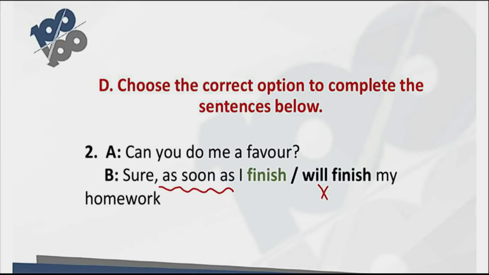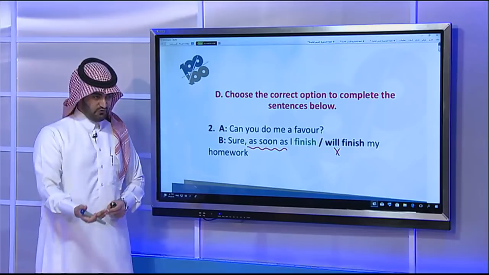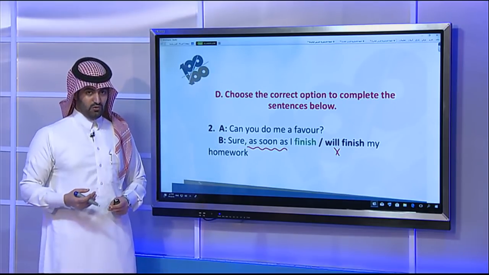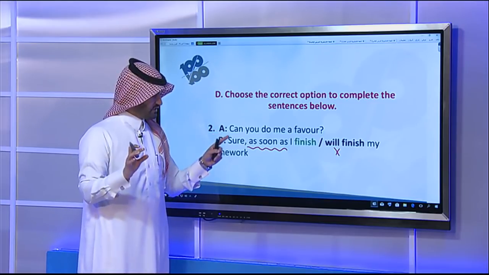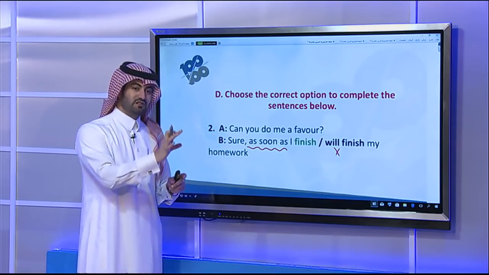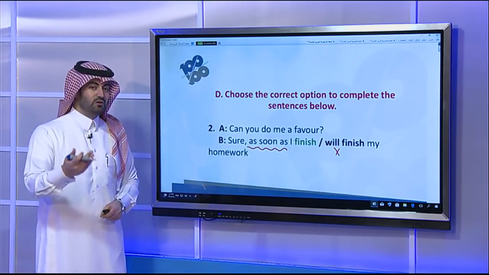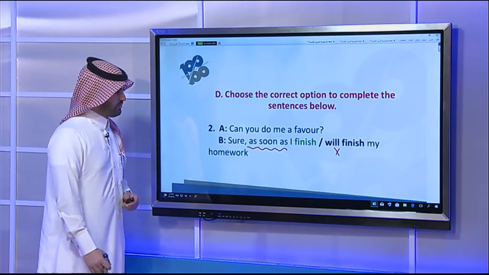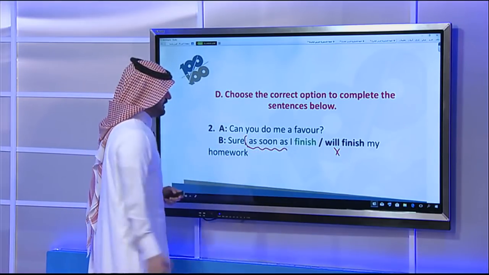In the time clause, as soon as. So the complete sentence is like that: as soon as I finish, I will do you a favor. I will help you with your homework, okay? So in future tenses, the time clause should be in the present simple. The verb should be in the present simple. Here it is finish. And the main clause has will. Here, this is the time clause, so we have to use the present simple, finish.